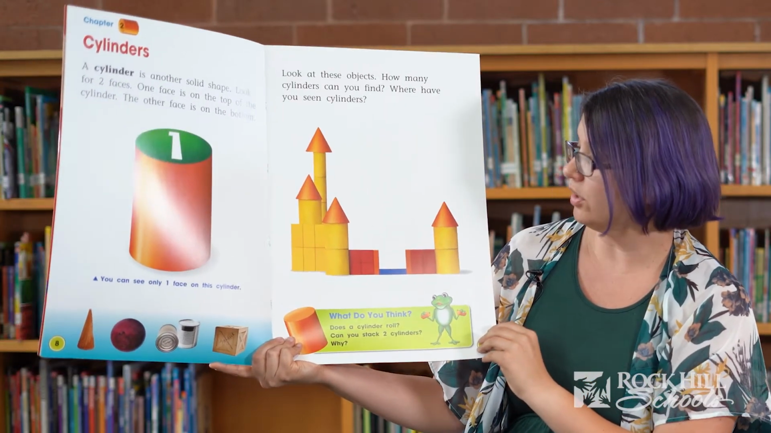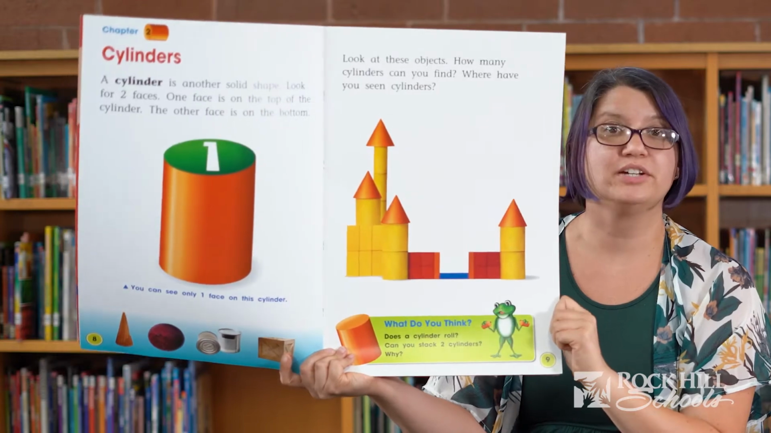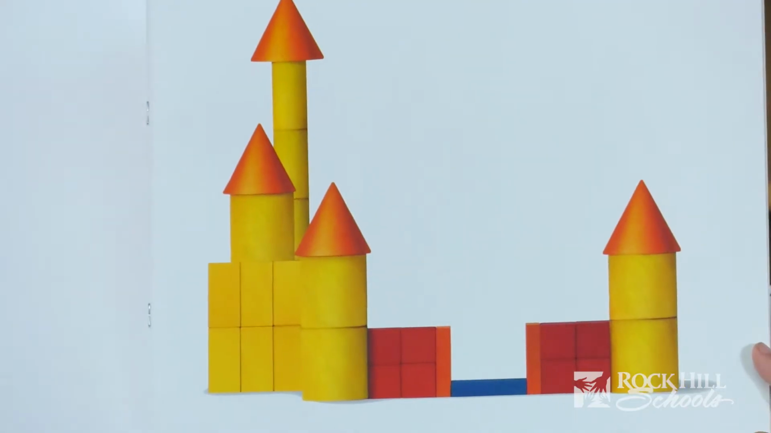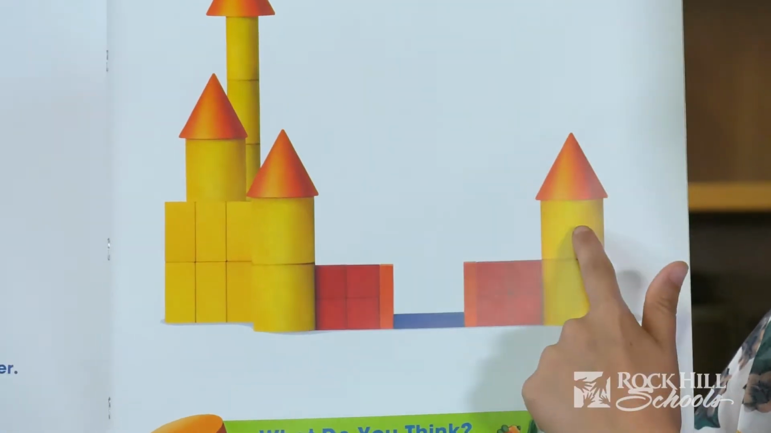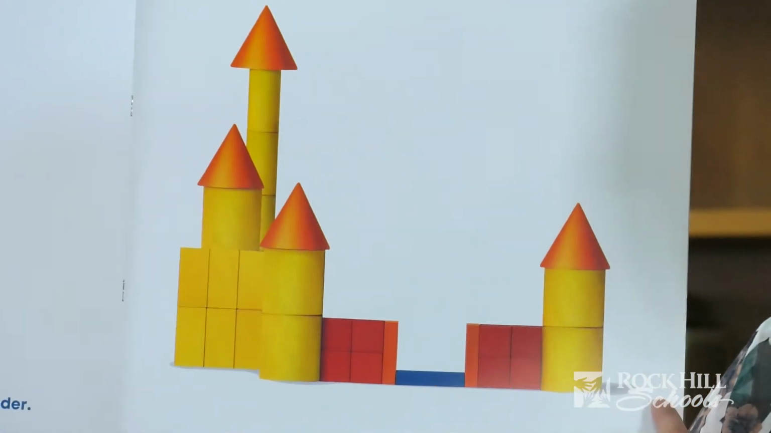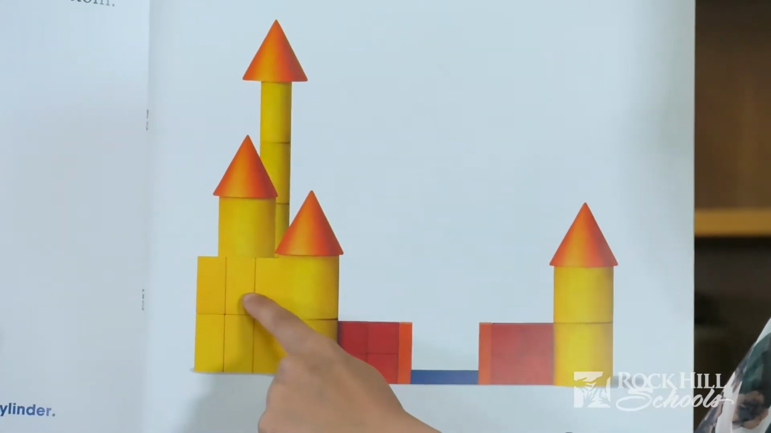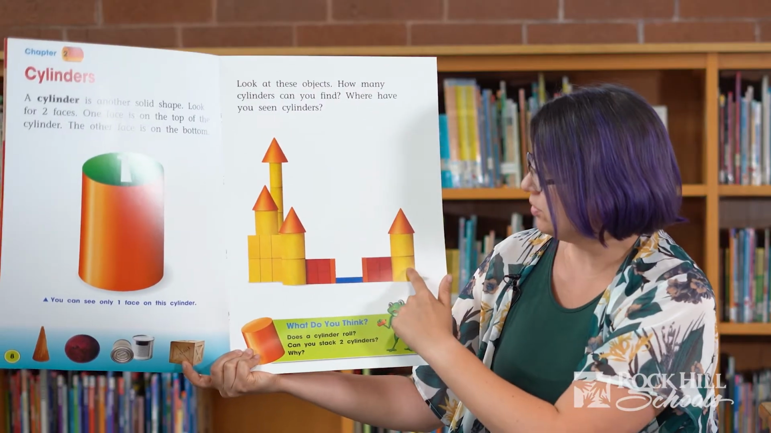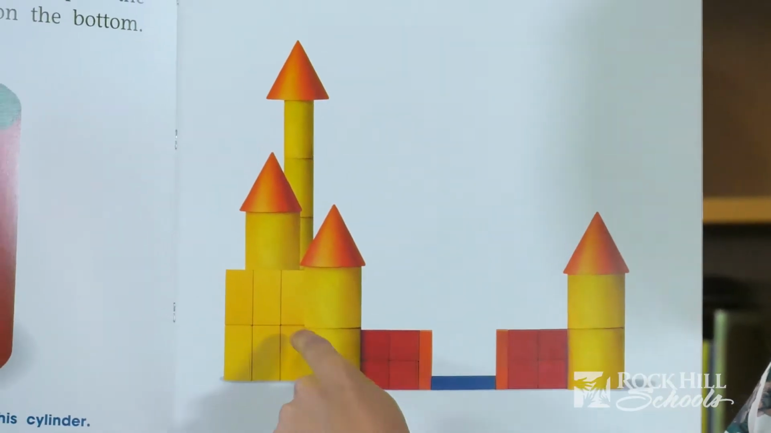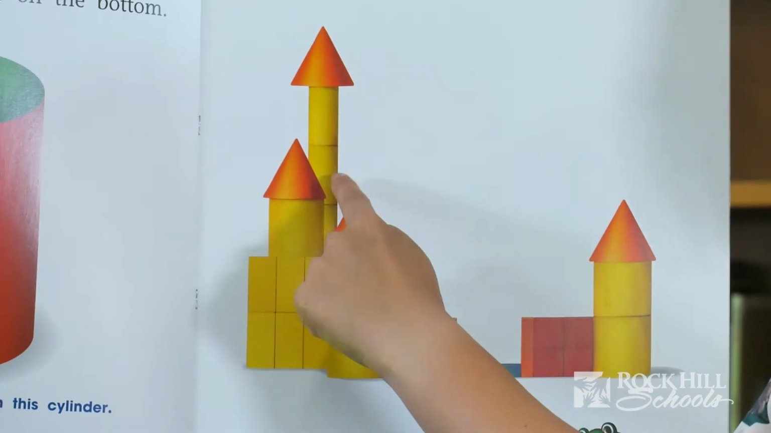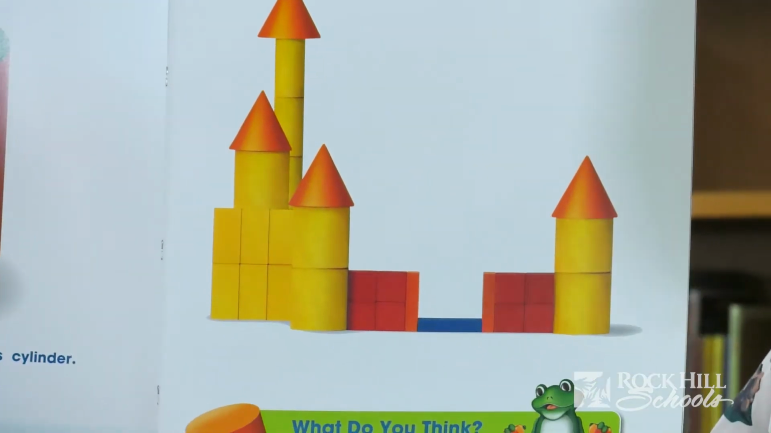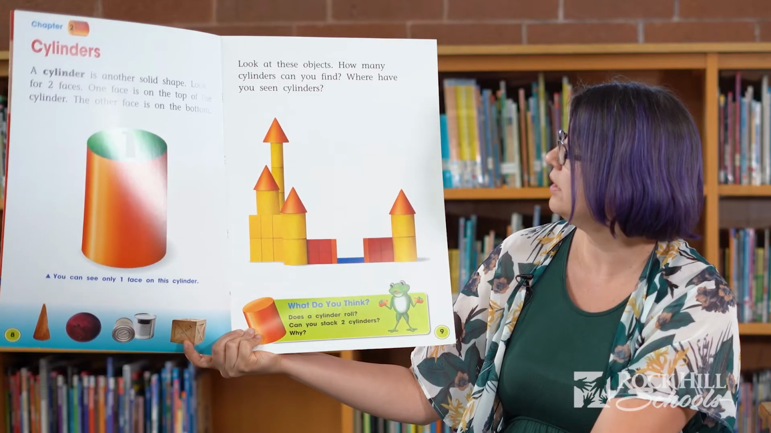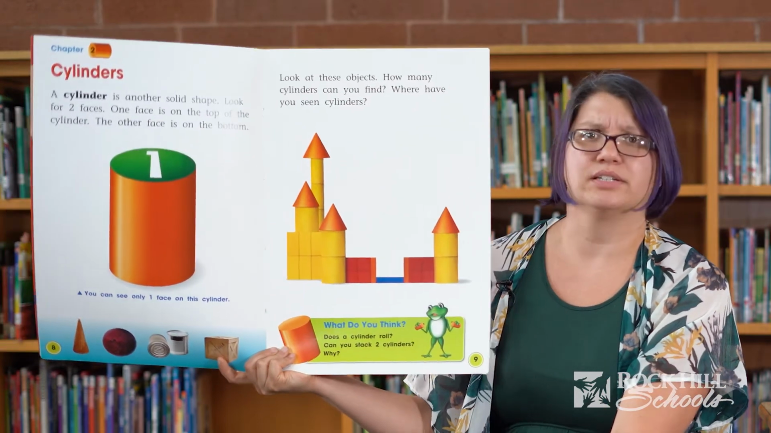All right, what color do you see cylinders here? Yellow, good job. The yellow ones are cylinders right here. Maybe not all the yellow ones, because I don't think those are cylinders, but the cylinders are yellow. Let's see, I see 1, 2, 3, 4, 5, 6, 7, I think 8. There's one back there. 8 cylinders. Wow. It says, where have you seen cylinders?